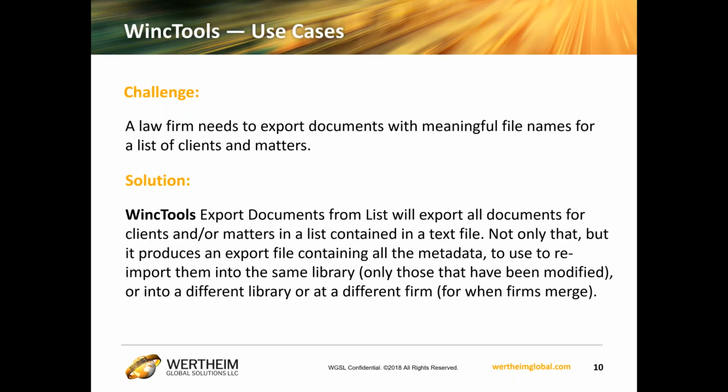So I'm going to go through rapidly some use cases because I'm sure what you really want to do is see the demo. These are all based upon actual clients. We have a client that needed to export documents based upon a list of client matters. So for them, we had the Wing Tools export documents from list function, where you produce an ASCII list of all of the clients and or client matters that you want, and it will export them into subdirectories that you tell it to with meaningful file names based upon all sorts of different criteria to provide them with what they needed.